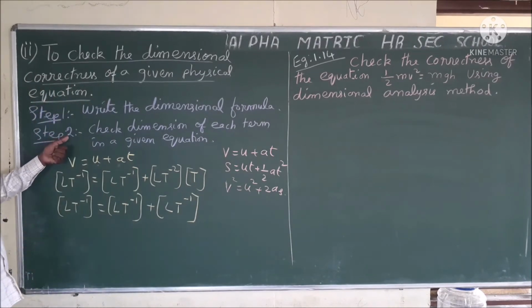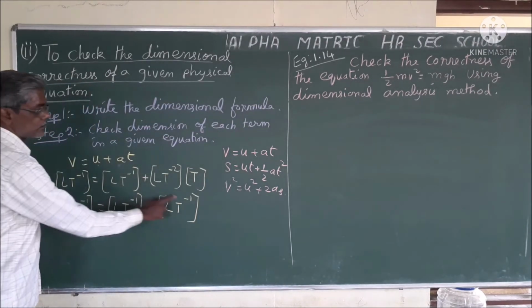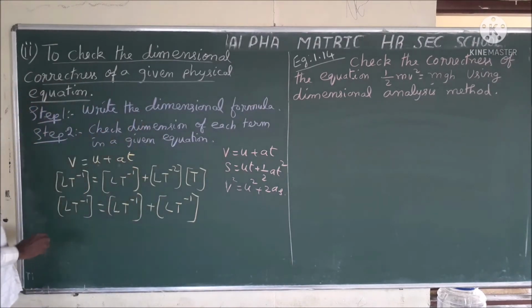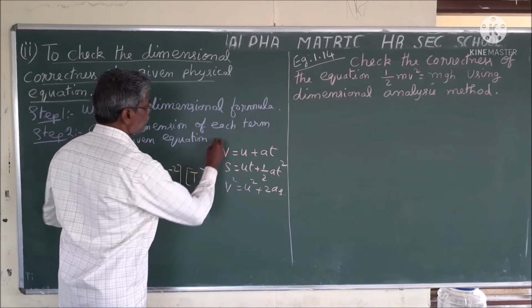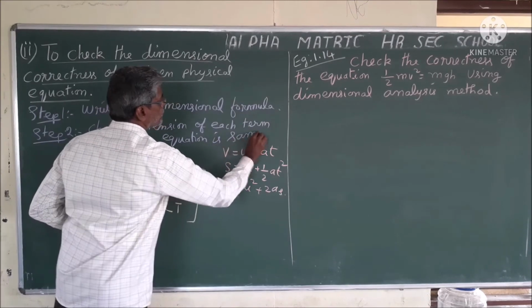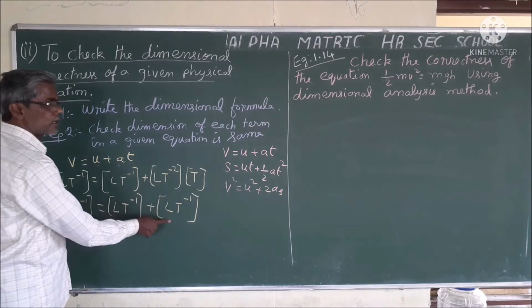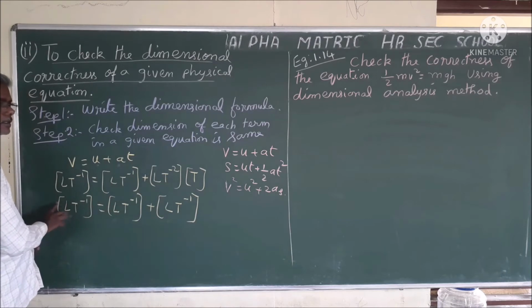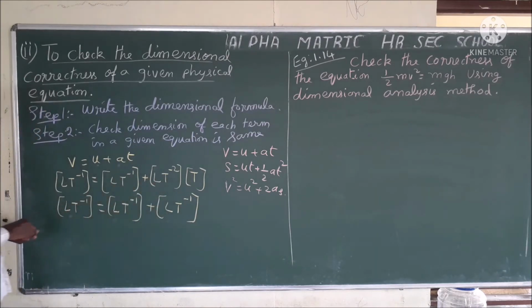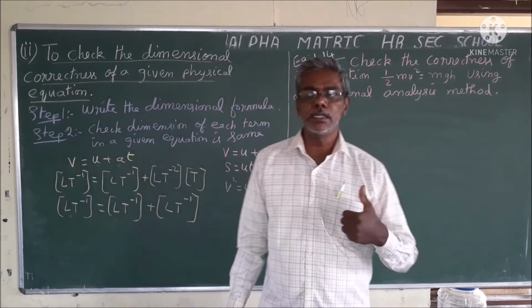Next, we will go for the second step. Check each term dimensionally, whether they are the same or not. Check the dimension of each term in the given equation. So here Lt minus 1, here also Lt minus 1, here also Lt minus 1. So all the terms are dimensionally the same. Hence I can write this equation is dimensionally correct.